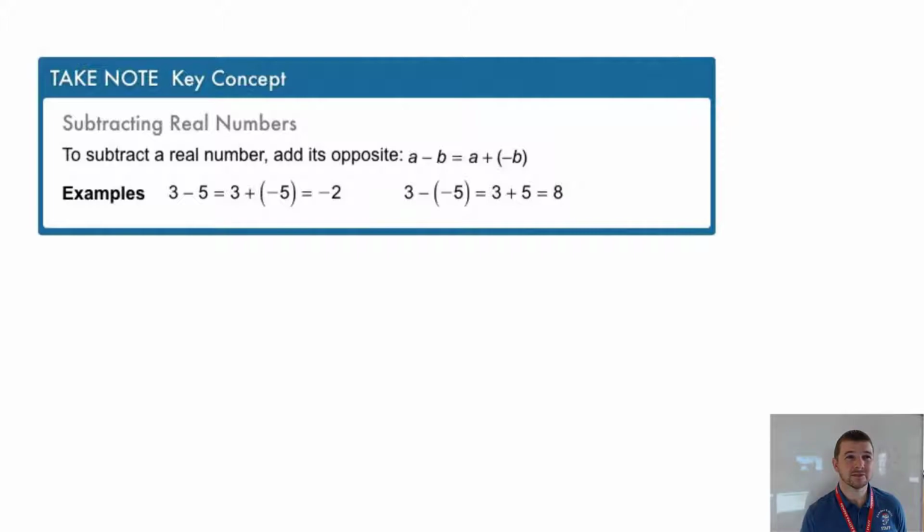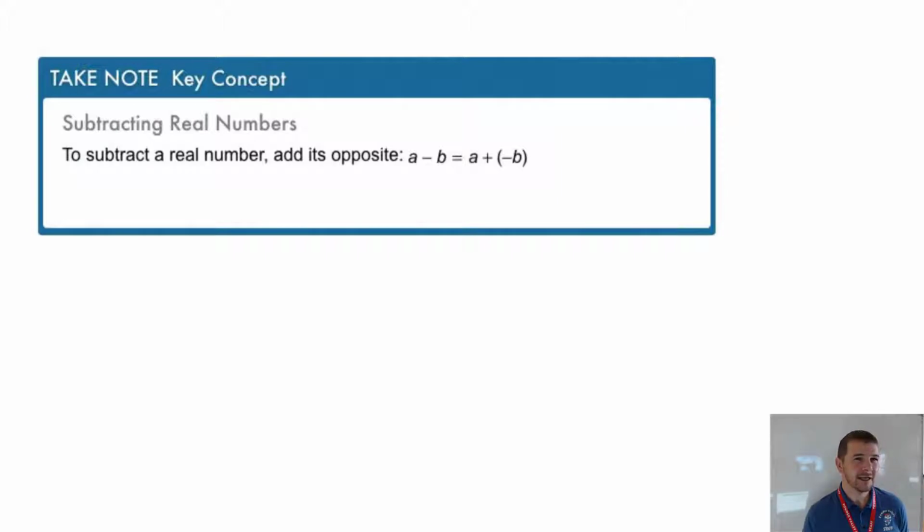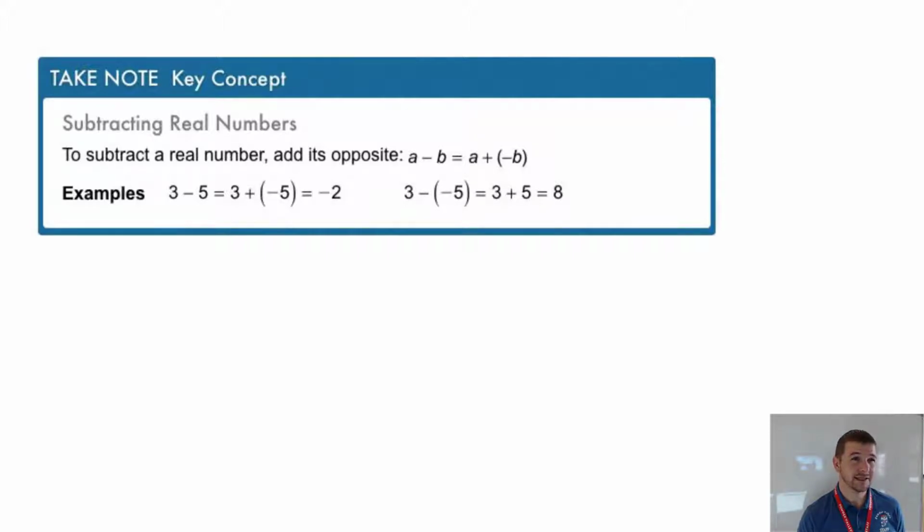Key concept, subtracting real numbers. To subtract a real number, add its opposite. So a minus b equals a plus the negative of b. For example, 3 minus 5 equals 3 plus negative 5, and that's negative 2. 3 minus negative 5 equals 3 plus 5, and that's 8.